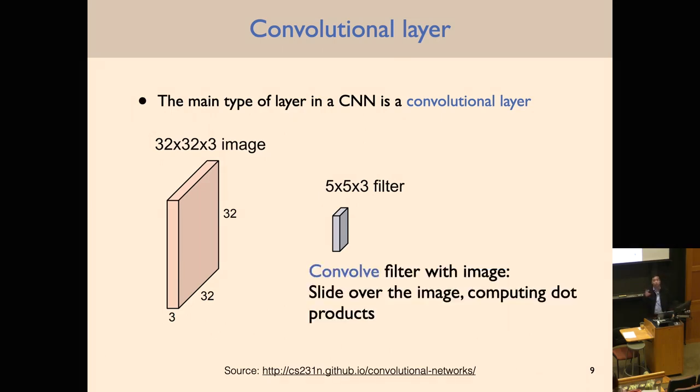And we're going to convolve this kernel, this filter, with the image. What that means is that we're going to take this filter and place it at a certain location in the image. We're going to calculate the dot product between the filter weights, the elements of the filter, and the elements of the input in the region that we're looking at.